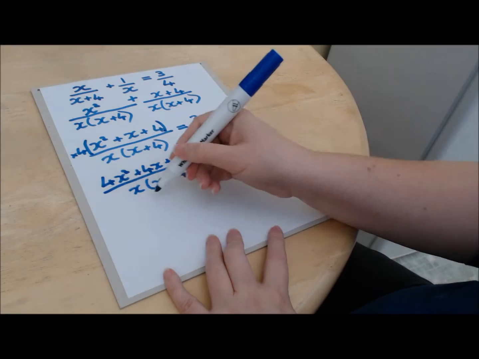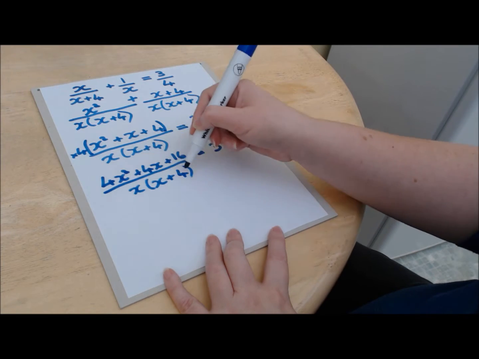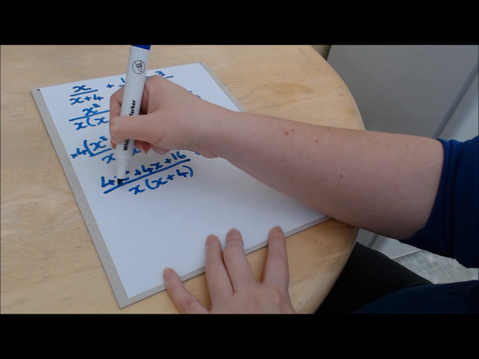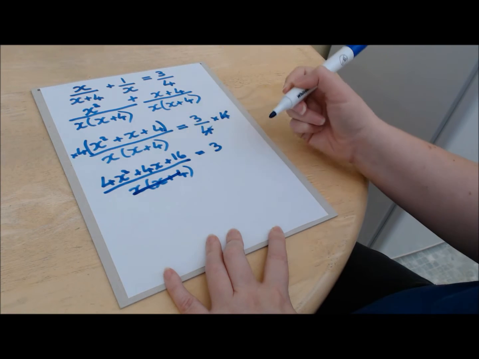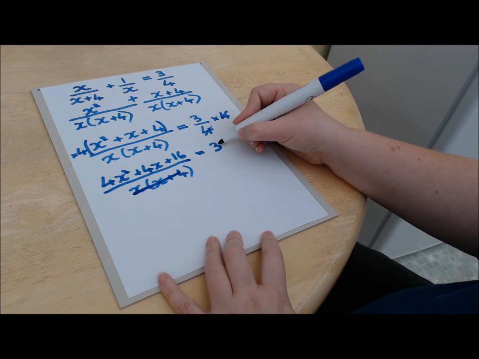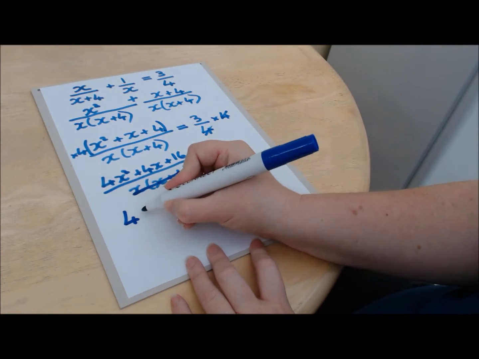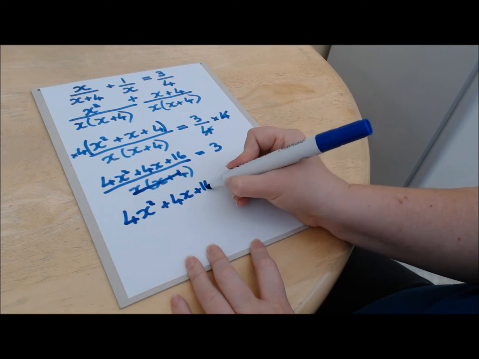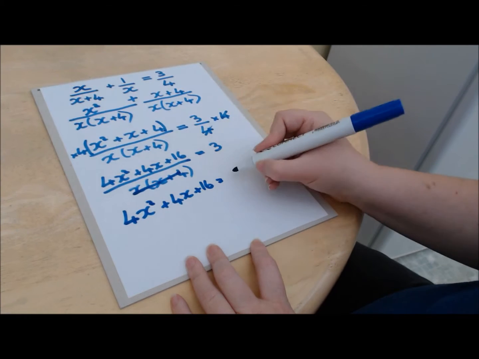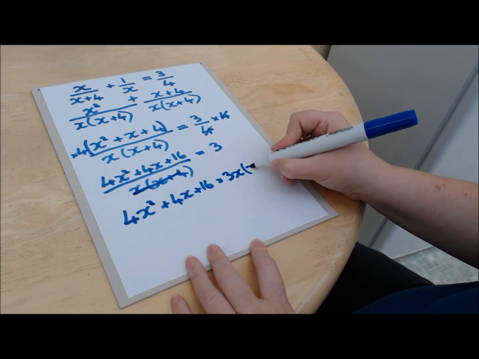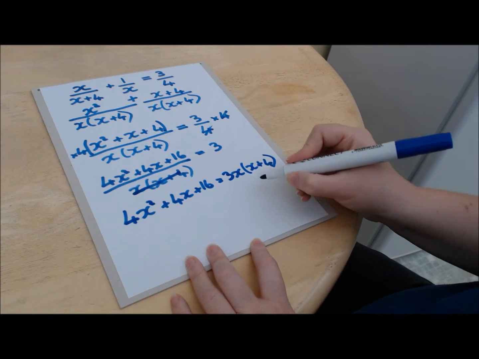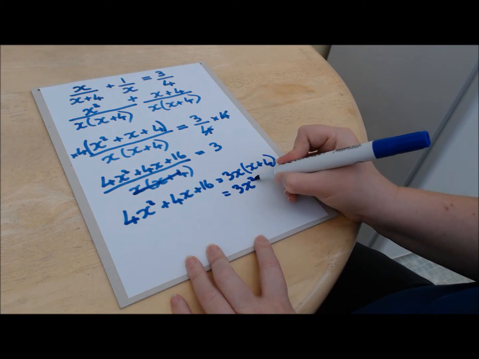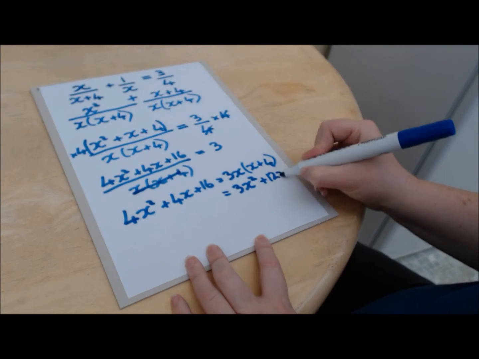So now we're going to get rid of this one by multiplying by all of this. I haven't really got room to write it in like I did with the 4, but if we multiply this side by this, it will cancel that. And if we multiply this side by that, we're going to end up with 4x squared plus 4x plus 16 here, and 3 lots of this. So we're going to have 3x brackets x plus 4. So let's expand here. So that's going to give us 3x squared plus 12x.